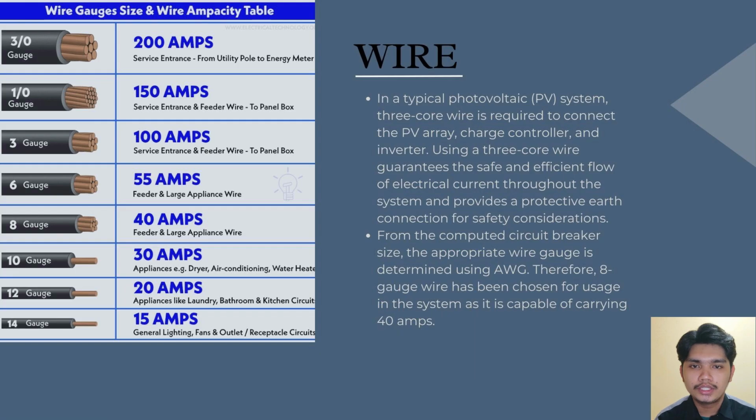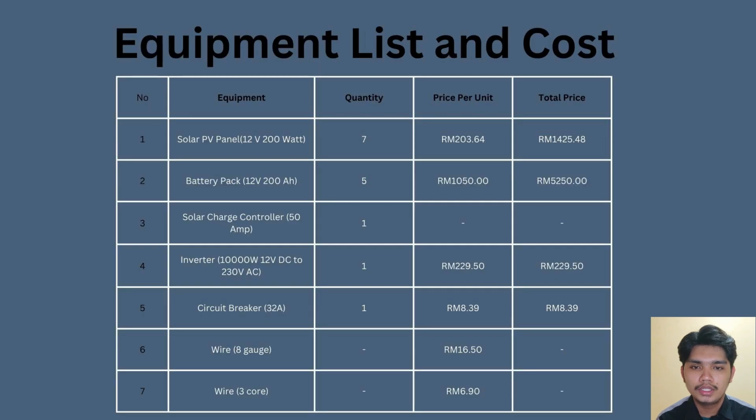This is for the wire sizing. Proper wire size prevents overheating and fire from exceeding the wire's capacity. Too-small wires will drop voltage, reducing system efficiency. The computed circuit breaker size and AWG criteria determine the wire gauge. This system uses 8 gauge wire, which can carry 40 amperes. Last but not least, this is the equipment list and project cost estimation.